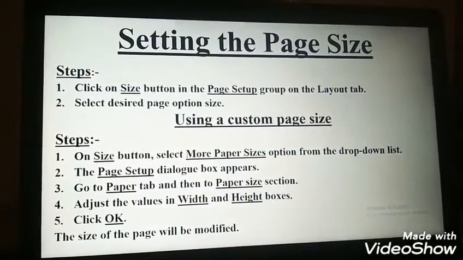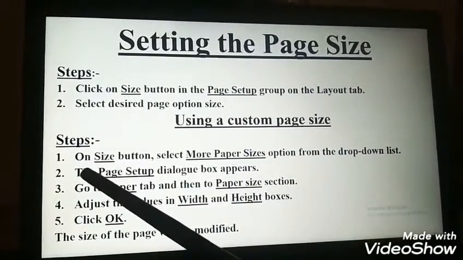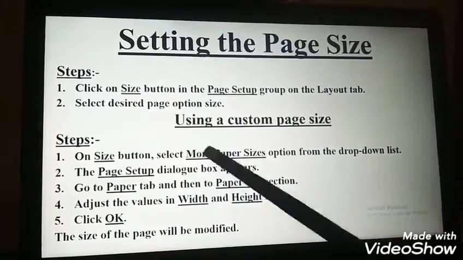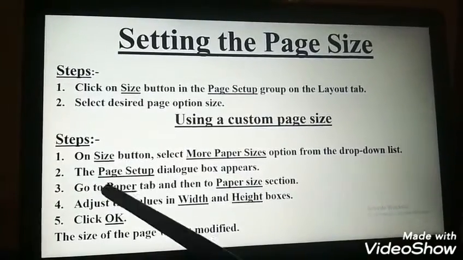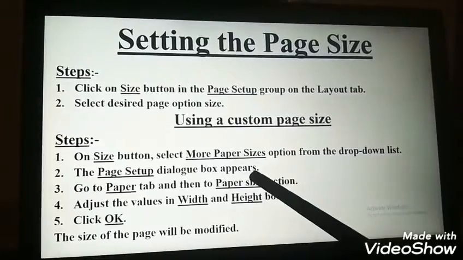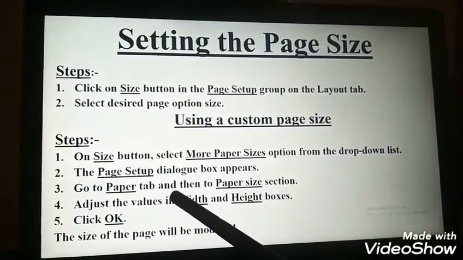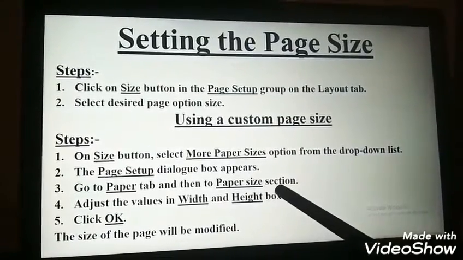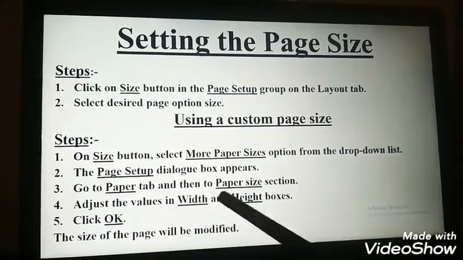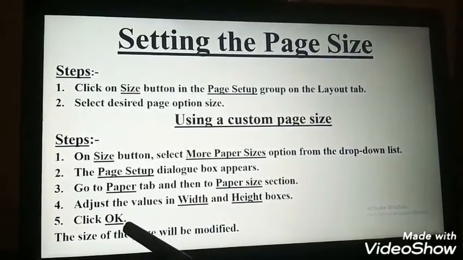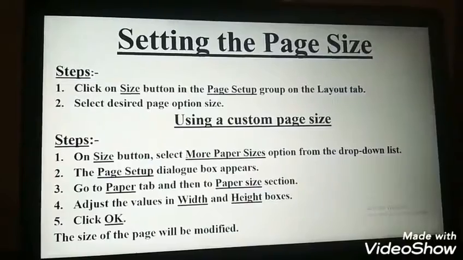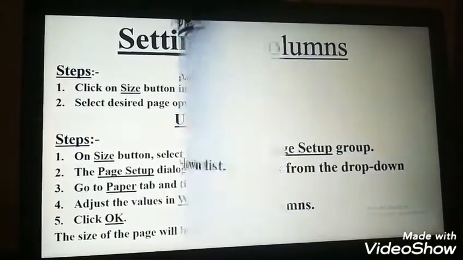Using a custom page size. How to use a custom page size? First, on the size button, select the more paper sizes option from the drop down list. Then the page setup dialog box will appear. Go to the paper tab and then to the paper size section. Adjust the values in the width and height boxes, and when you have finished, click OK. The size of the page will be modified.